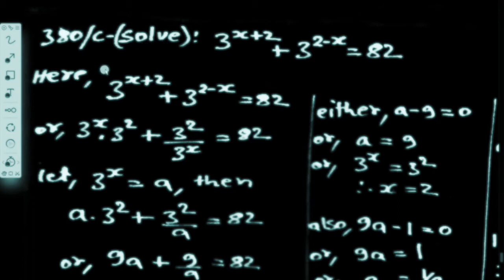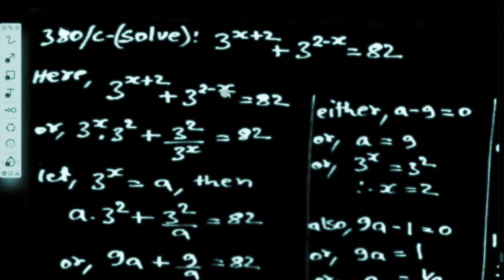Here is given our equation: 3 power x plus 2 plus 3 power 2 minus x equal 82. This is our question as it is written. Now 3 power x into 3 power 2. The addition of power shall be separated. The power is added, so it should be separated, plus 3 power 2 by 3 power x.